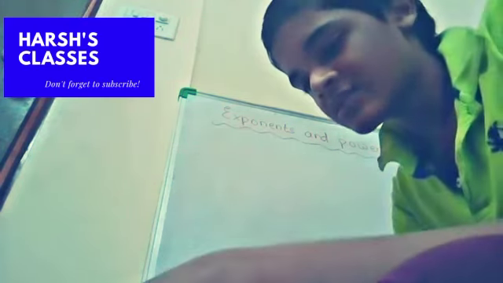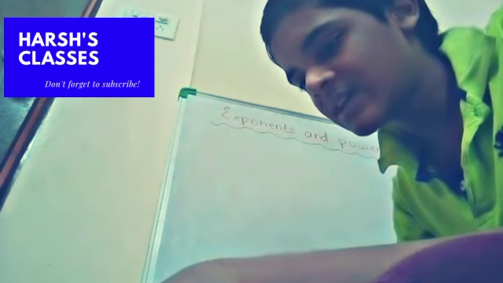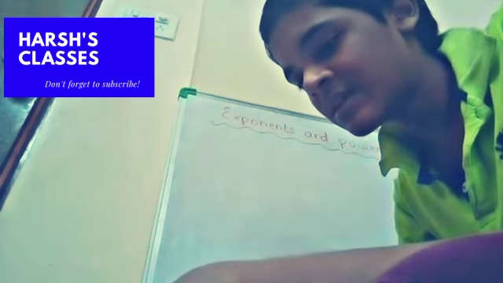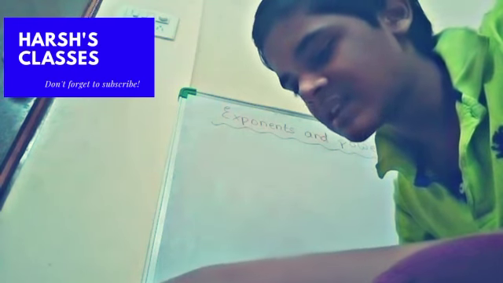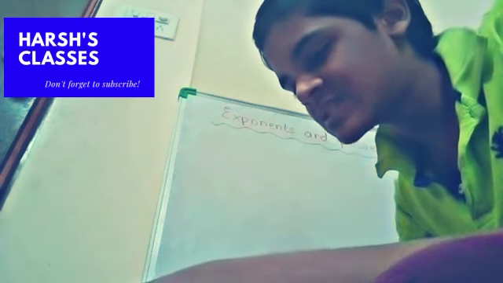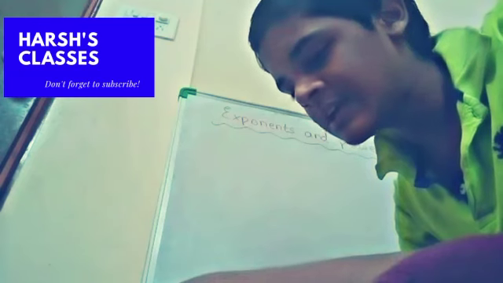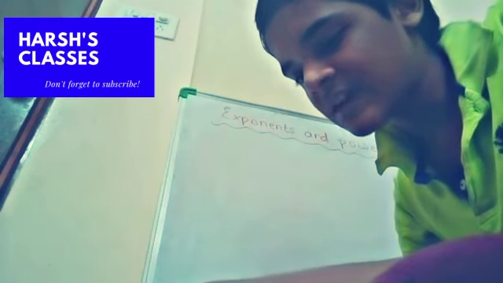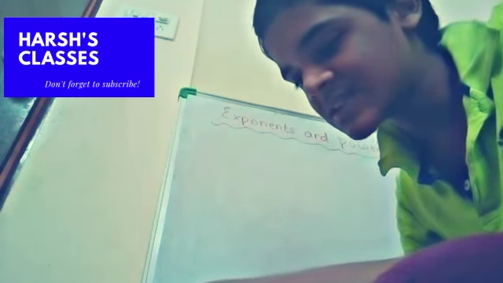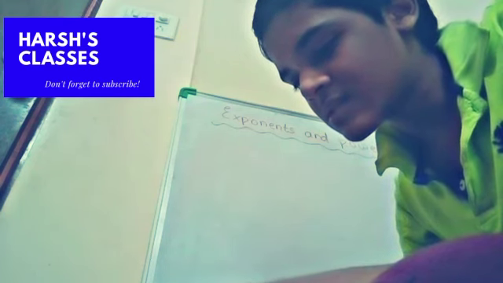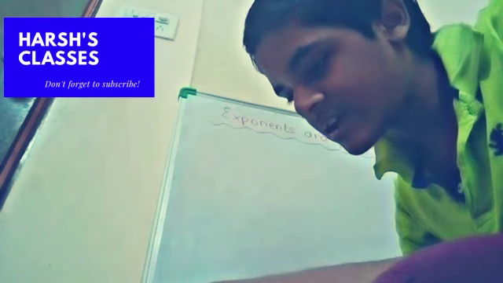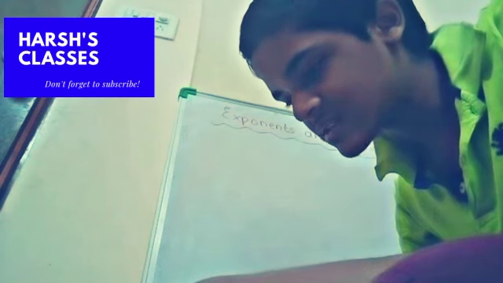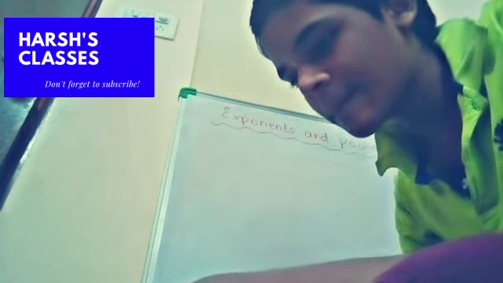Let me read out the question. Express the following in exponential form. First one is 6 into 6 into 6 into 6. Second one is t into t. Third one is b into b into b into b. Fourth one is 5 into 5 into 7 into 7 into 7. Fifth one is 2 into 2 into a into a. Sixth one is a into a into a into c into c into c into c into d.